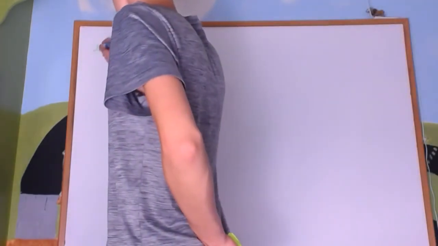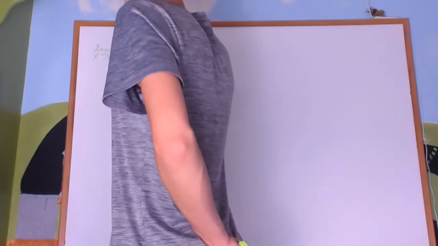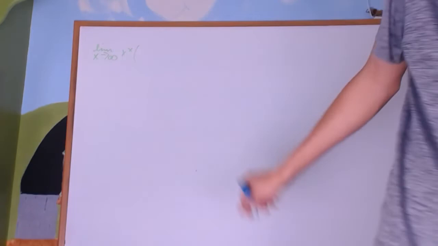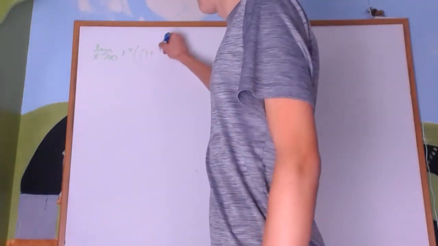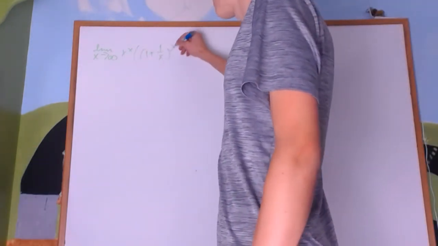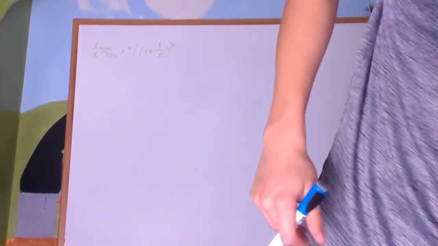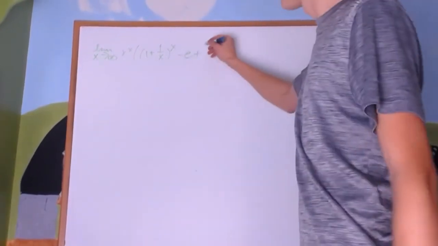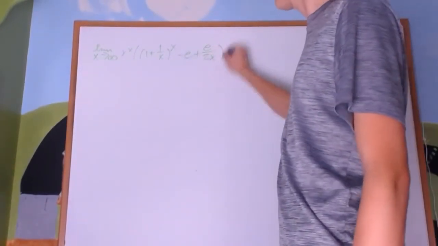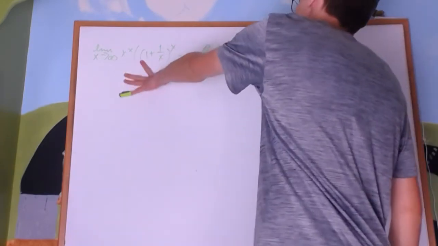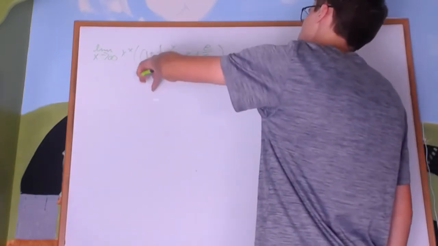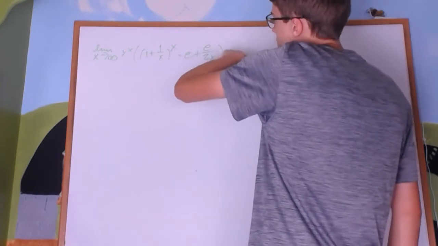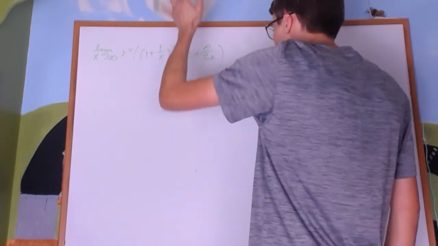So we have the limit as x goes to infinity of x to the x times 1 plus 1 over x to the x minus e plus e over 2x. Now my instinct would say, right there is e, so e minus e is 0. Right there is also 0. 0 times infinity. Oopsies.